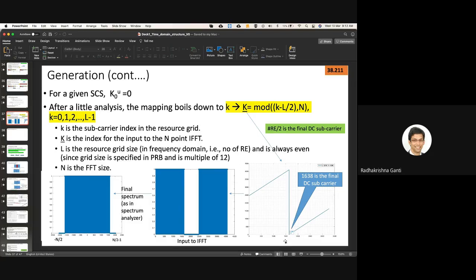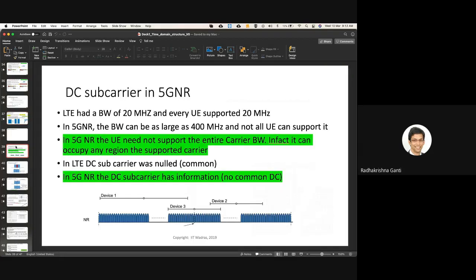Any questions before we proceed? So when we say DC subcarrier, it will not carry any data? No, I'm coming to that. That is what you're asking. Okay, so let's talk about the DC subcarrier.